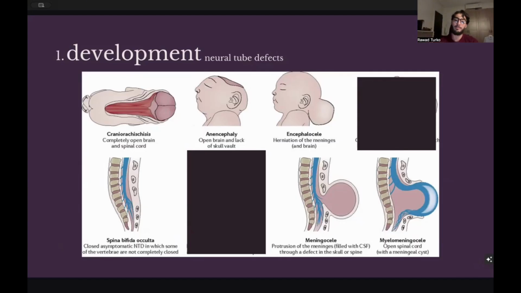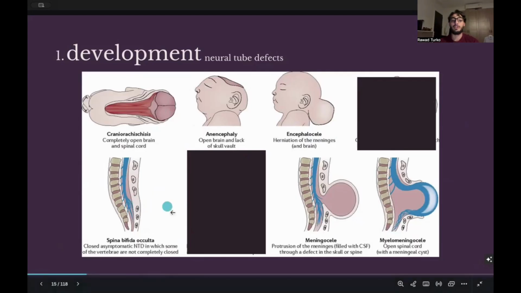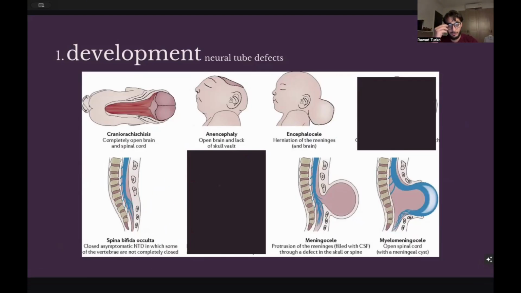Encephalo basically meaning brain. This one I blocked out just because you guys didn't take it, so it's not important to know. Spina bifida, and now we get to the spina bifidas and the caudal neural tube defects, which are a lot more important that you have to know.